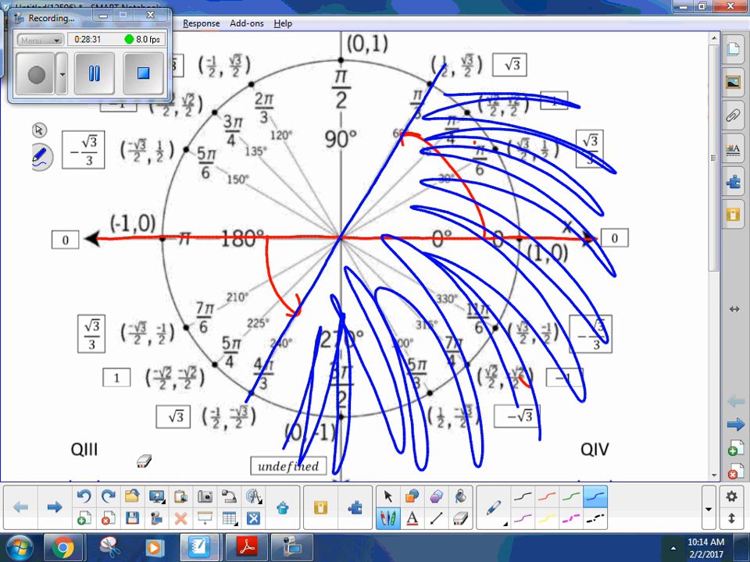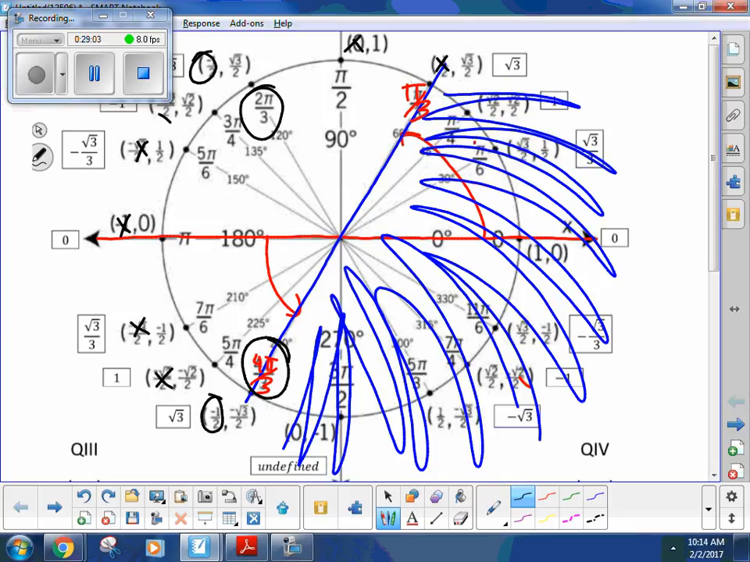We go back to here. Here's pi over 3. Probably should have done that in a different color. Here is pi over 3. And here is 4 pi over 3. So it does fit an interval. Now let's go ahead and do one of the most important parts. Find out when it equals negative 1/2. No, no, yes, yes, no, no, no, no, no, yes. So there are my solutions: 2 pi over 3 and 4 pi over 3.